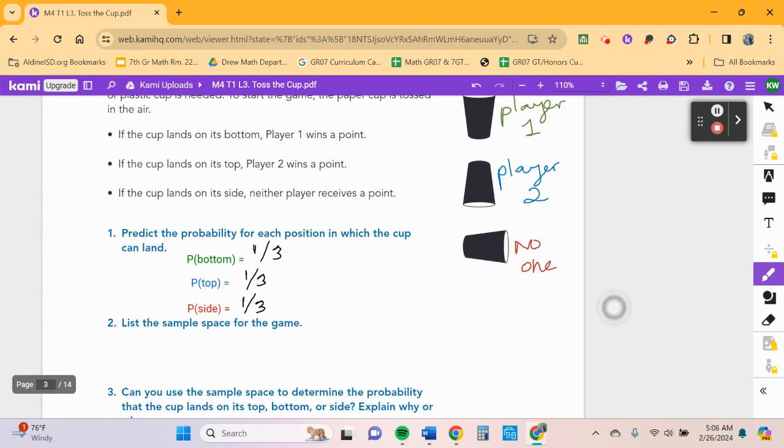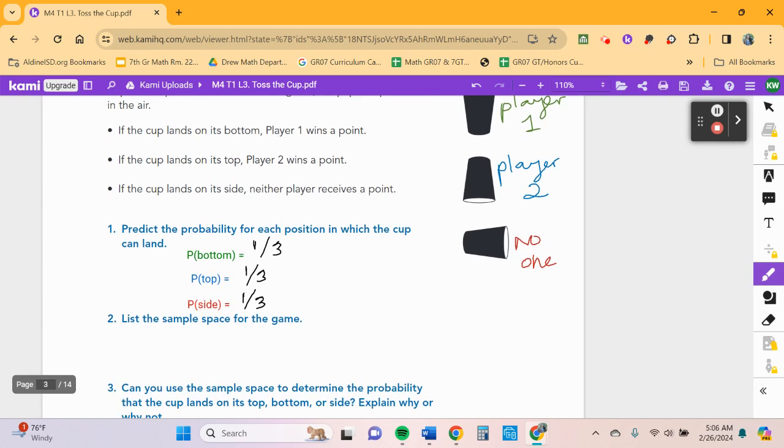All right, number 2, it says list the sample space for the game. So the sample space, remember, has brackets like this, and the sample space is just the outcomes. So what are the outcomes of this experiment? If you want to write them before I do, then be my guest. So the first one is it could land on its bottom, it could land on its side, or it could land on the top. And there's our sample space.